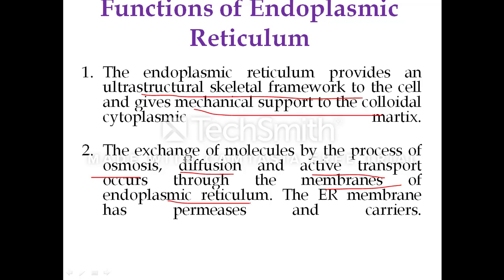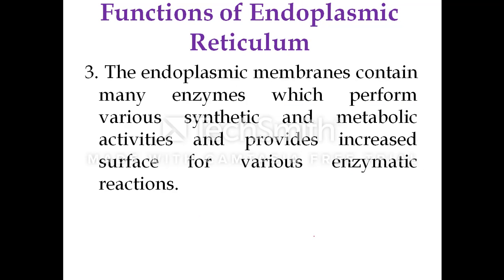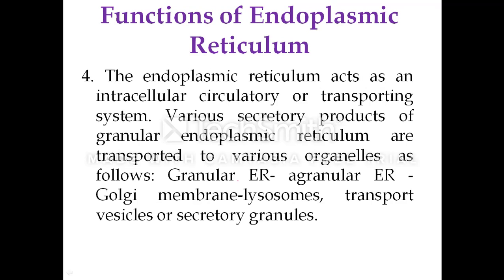Processes like osmosis and diffusion usually take place through the lumen or through the endoplasmic reticulum. The endoplasmic reticulum has permeases and carriers. They play an important role in the transportation. The endoplasmic membrane contains many enzymes which perform various synthetic and metabolic activities and provides increased surface for various enzymatic reactions. For example, in the case of cisternae, which are stacked one after the other linearly, they provide increased surface area for various enzymatic reactions.